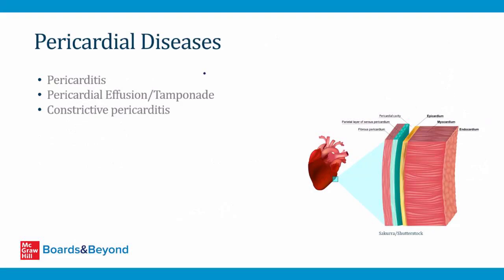There are basically three pericardial diseases that you need to be aware of. The first is pericarditis, which is inflammation of the pericardial layers. The second is pericardial effusion or tamponade. This is what happens when this pericardial space gets overfilled with fluid. It always has some fluid in it, but if too much fluid builds up, that can lead to an effusion and tamponade. And then finally, constrictive pericarditis is a special condition where the pericardium has become calcified and stiff. And we'll talk about that at the end of this video.